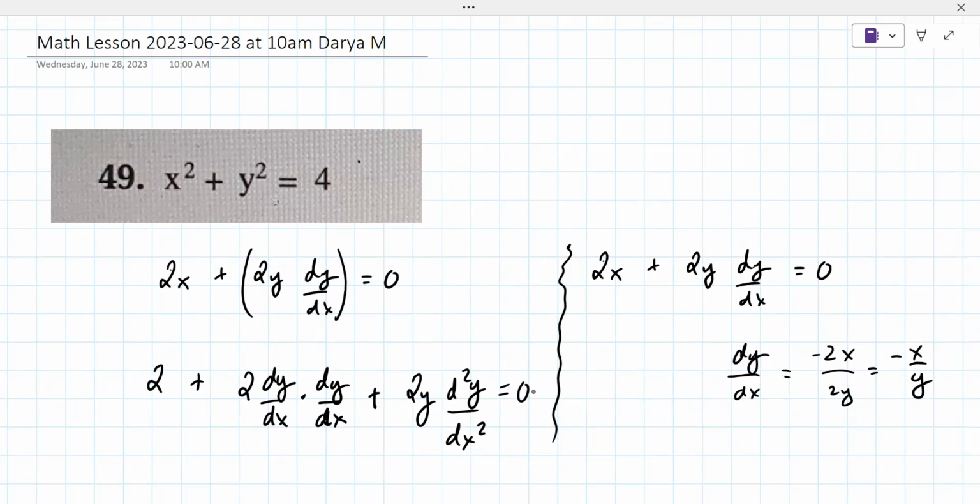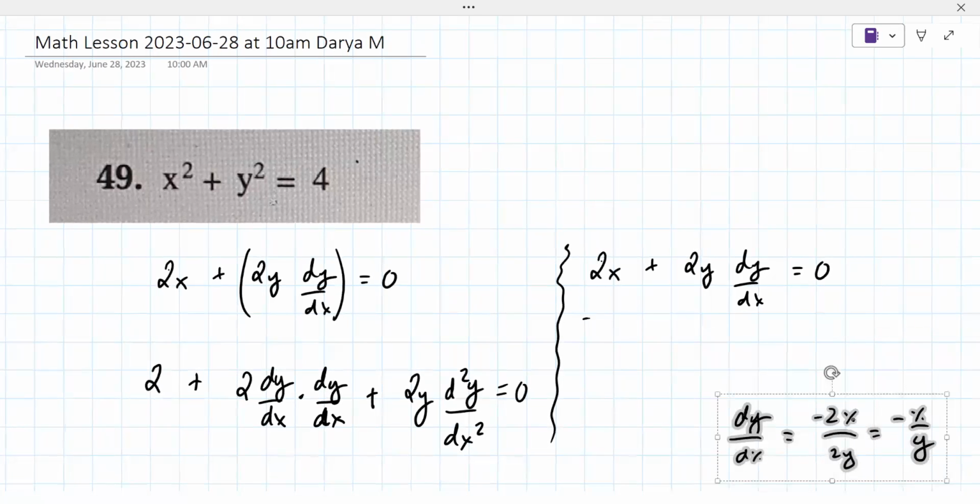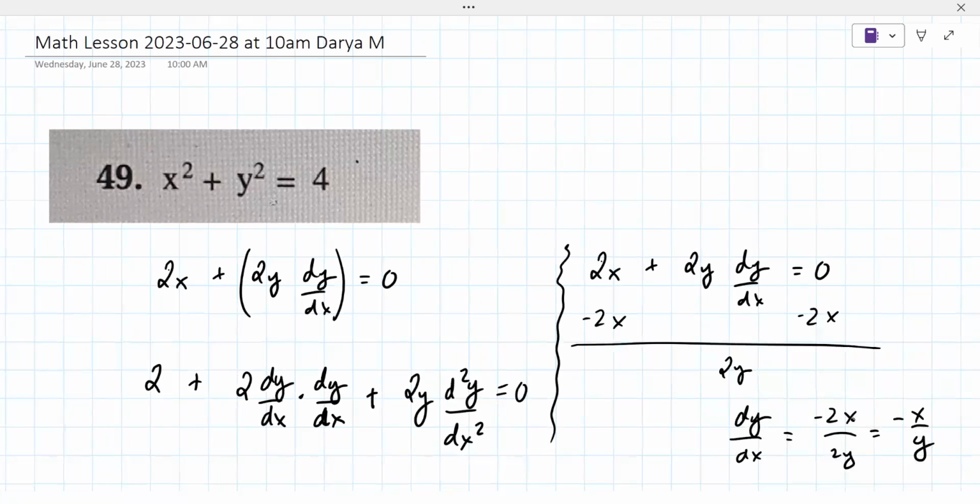Take a look at that and let me know if anything there is unclear. How did you get the negative 2x over 2y equals negative x over y? Okay, so you subtract 2x from both sides. Oh, okay, yeah, that's what I thought. It's the same as yesterday. I did skip the step because of that, but yeah, it's the same as yesterday.